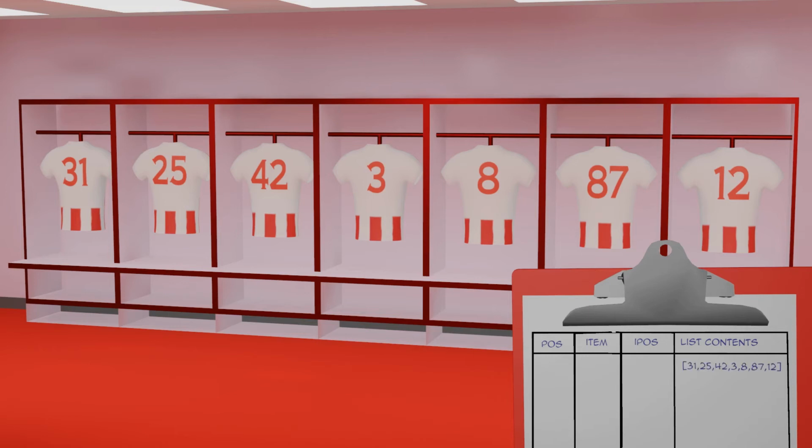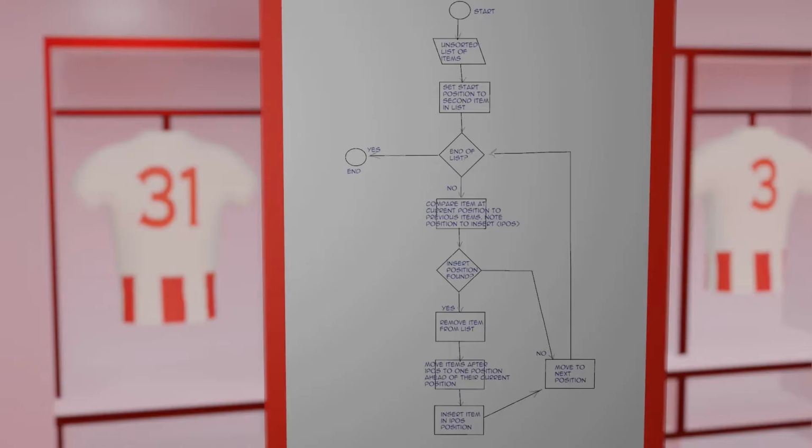Note that we're using the convention that the first item in the list is called item 0 rather than 1, so that the end position is actually 6. Looking at the flowchart, we see the start and the input of the unsorted list of items.